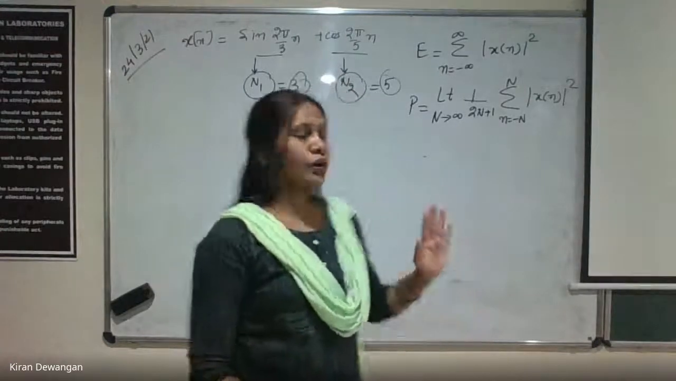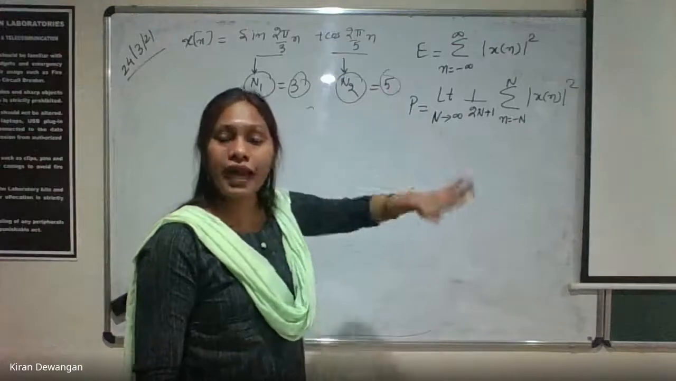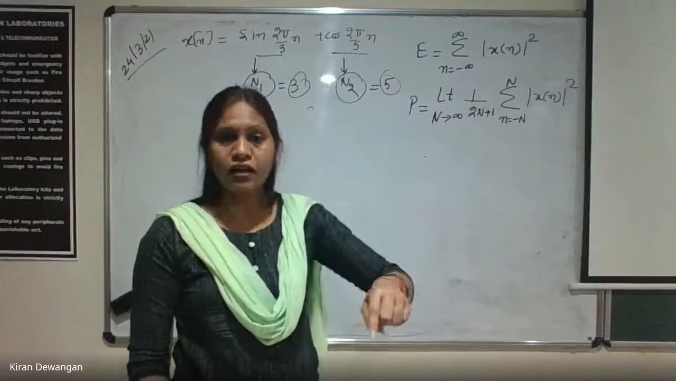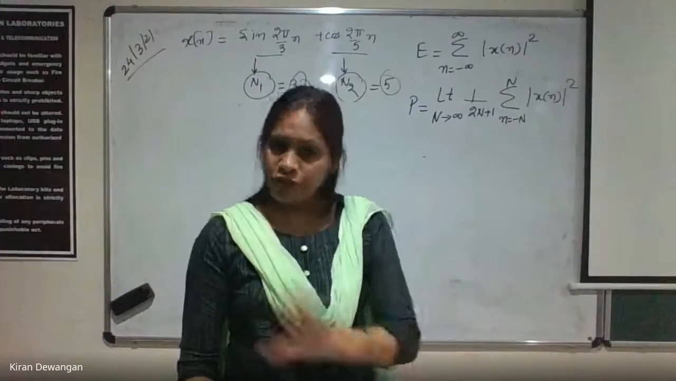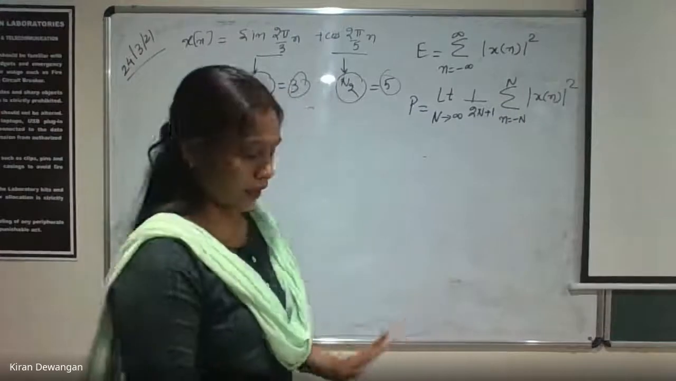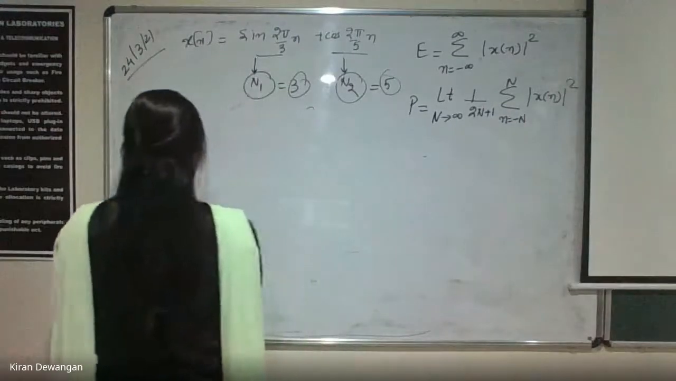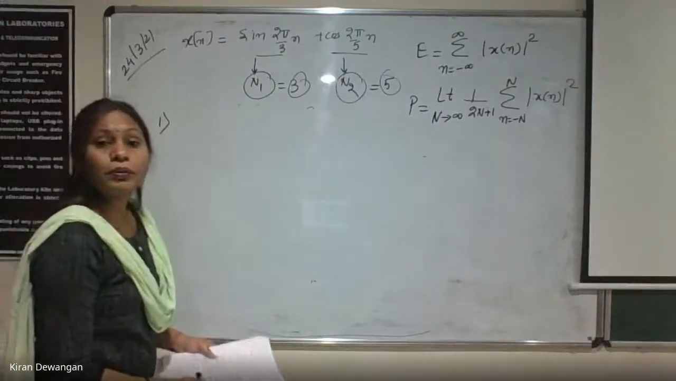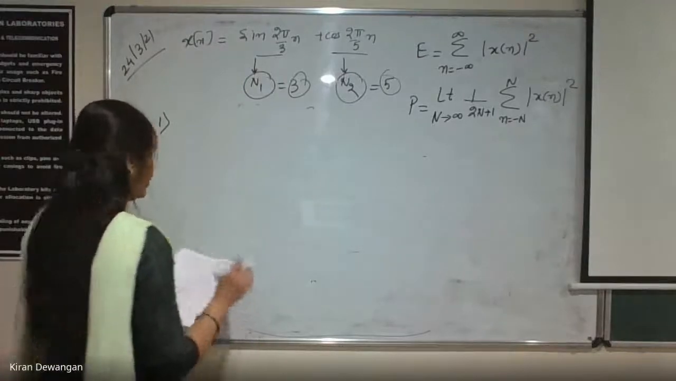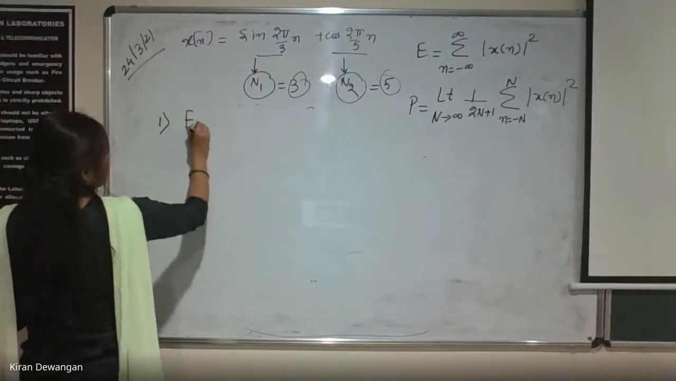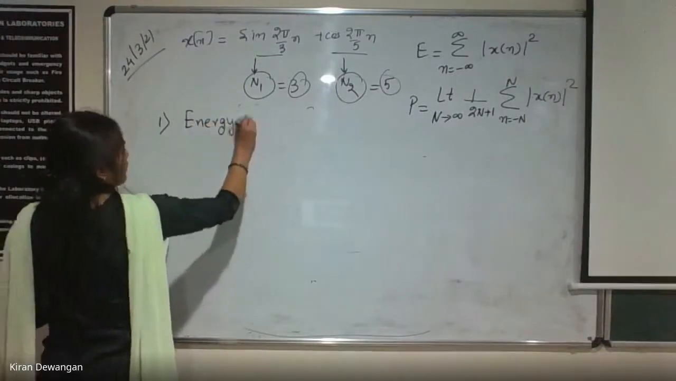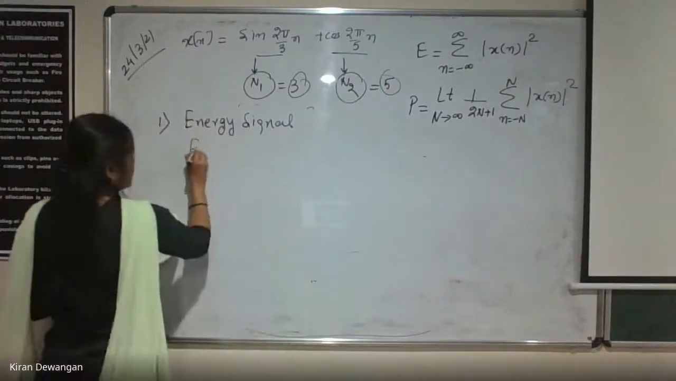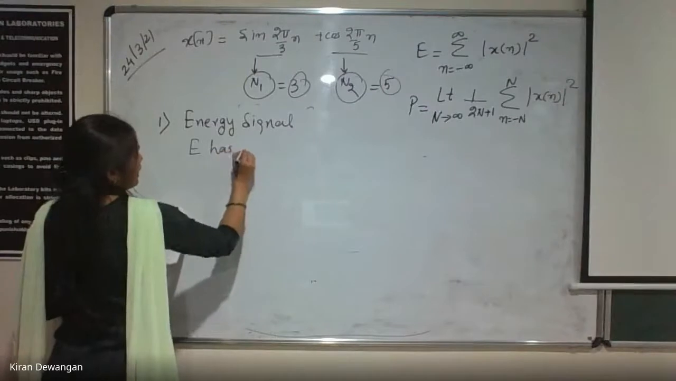Clear, everyone? What is the thing that I said? A signal can be either an energy signal or a power signal, or neither. There is no chance of it being both. So it is classified as an energy signal or a power signal. Now the first point to remember: if the signal is said to be an energy signal, in that case the energy, that is E, has to be a finite value.